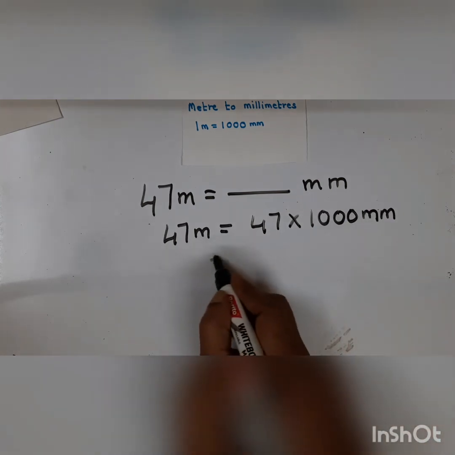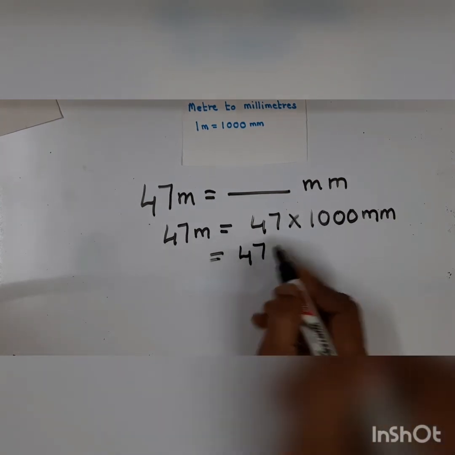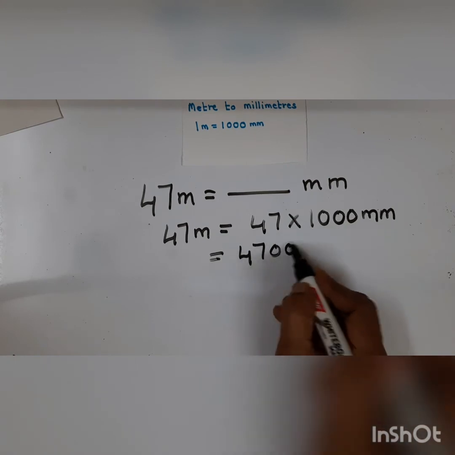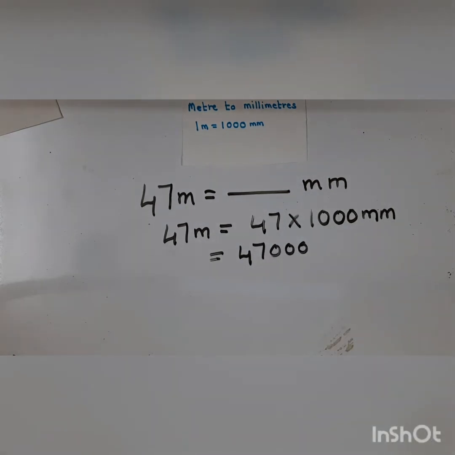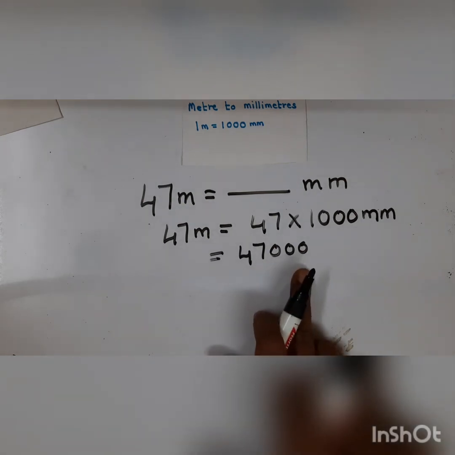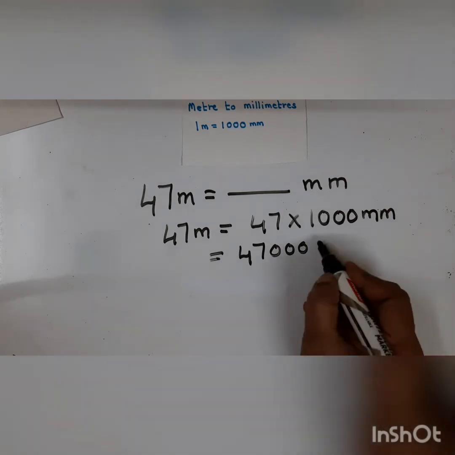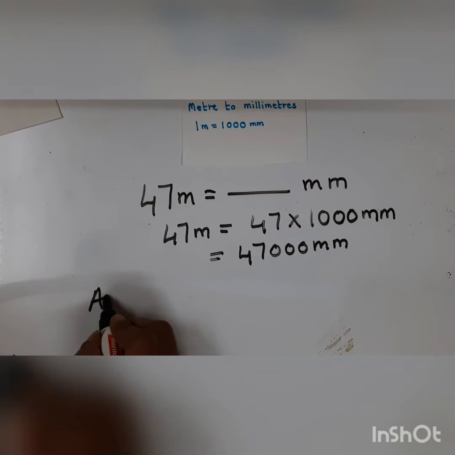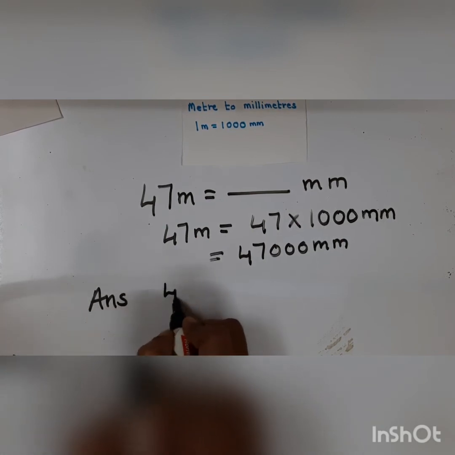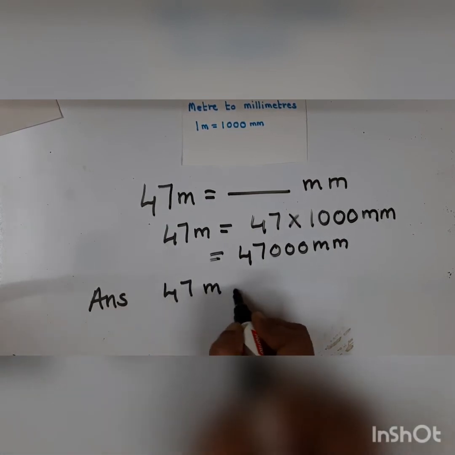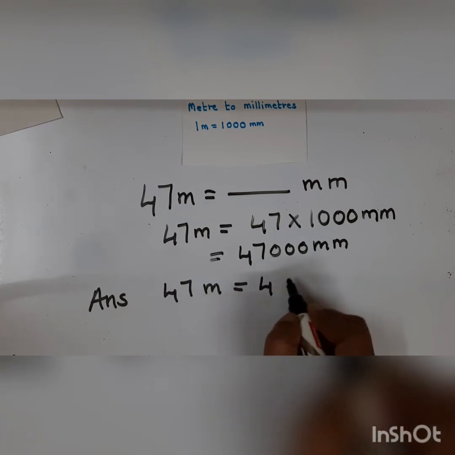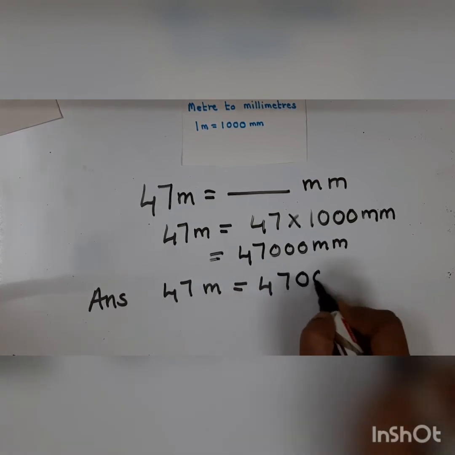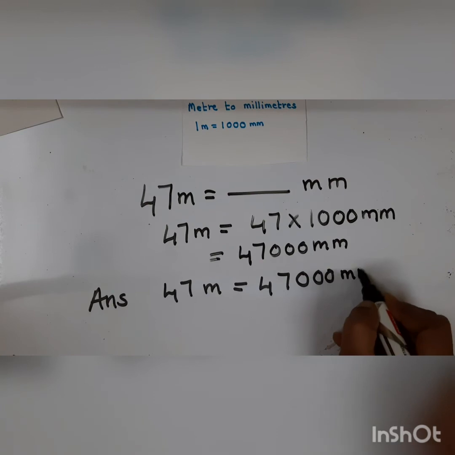Right? So now you multiply, you will get 47. How many zeros? 1, 2, 3. Okay. Children, remember the properties, what we did, properties of multiplication. So then you just add these 3 zeros. So don't forget the unit. And then your answer will be what? 47 meters is equal to 47,000 millimeters.